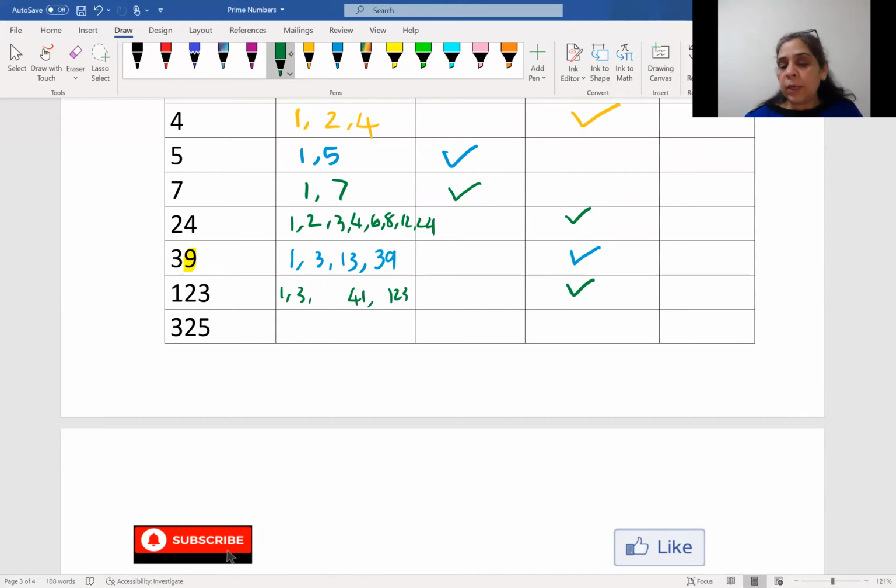Now let's check 325. Which divisibility rule will we use? We are saying here the last digit is 5, right? So we can divide by 5. That means we have more factors than 1 and itself. You can list all these factors, but we found here we have 5, right? So you can divide by 5, you will get 65. And then you will find more factors here. But what is our goal? To decide if it is prime or composite. So if you find any other factor than 1 and itself, then it is composite.